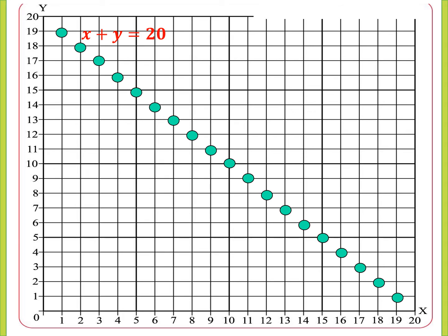After plotting the points, we shall connect them. So let us draw the line to connect all the points. Then we name this line: it is x + y = 20. That is the name of the line, the equation itself. Note that when you plot the points, the x coordinate comes first before the y coordinate.